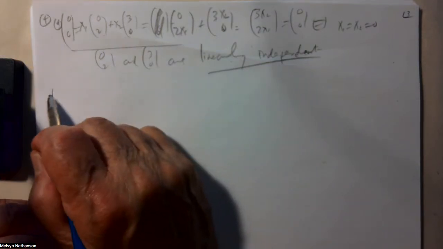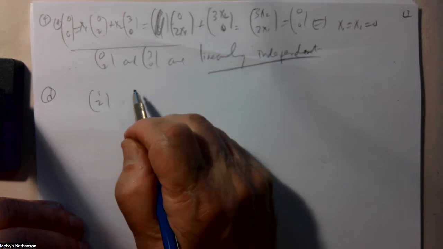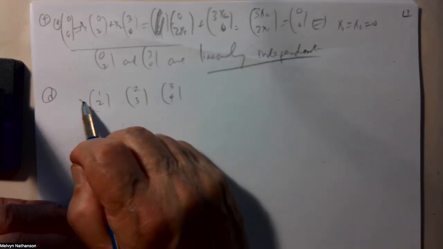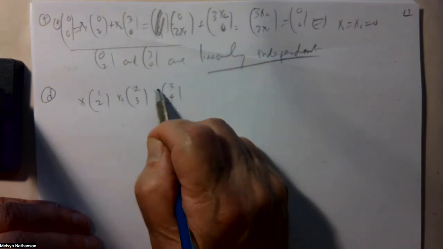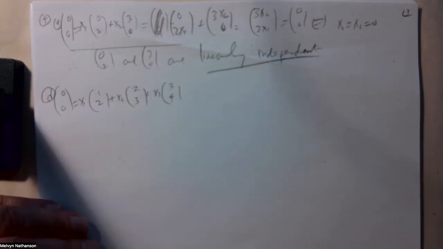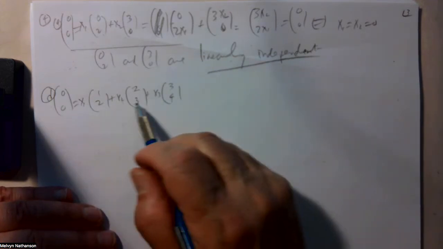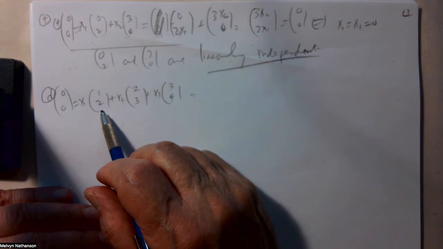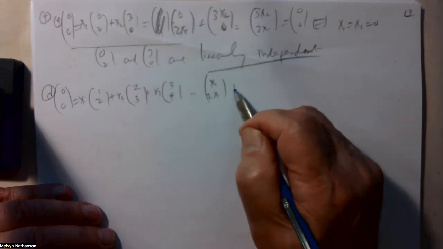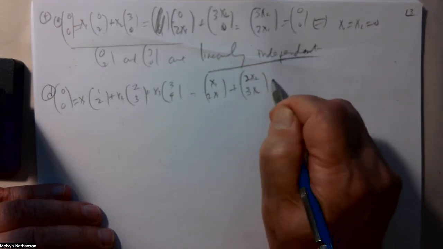Let's look at D. In D, we have 3 vectors. 1, 2, 2, 3, and 3, 4. And we want to know what linear combinations of these vectors give you the 0 vector. So what is this? This is x1 times the vector 1, 2 is x1, 2x1. x2 times 2, 3 is 2x2, 3x2.